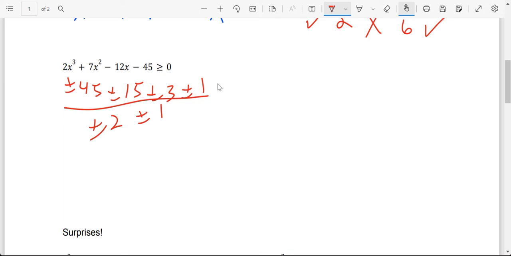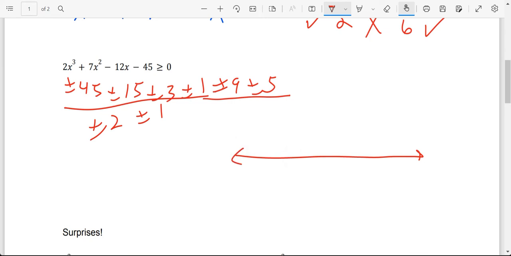I forgot about plus or minus 9. Plus or minus 5. And that should be it. And when you plug them into your function, you get only 2 zeros. And those 2 zeros are negative 3 and 5 halves.